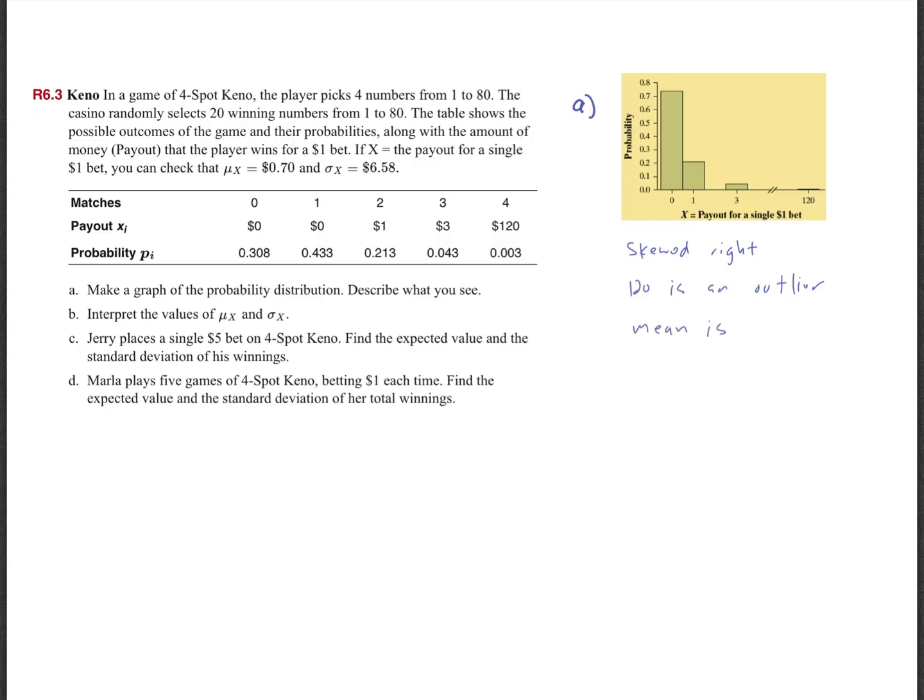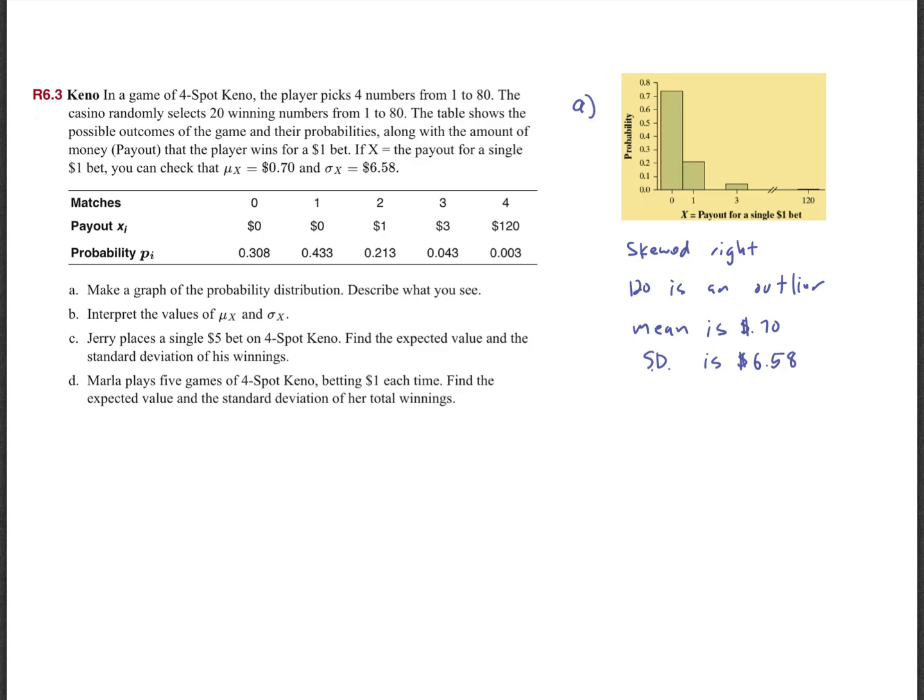The mean is 70 cents and the standard deviation is 6.58. Okay, so that's describing the distribution. Okay, so here I'll do B over here.